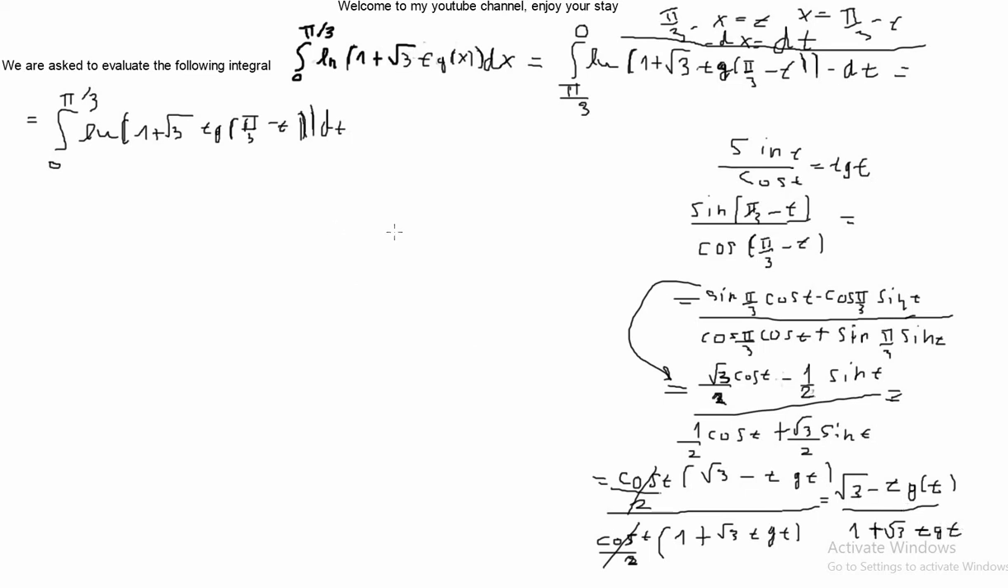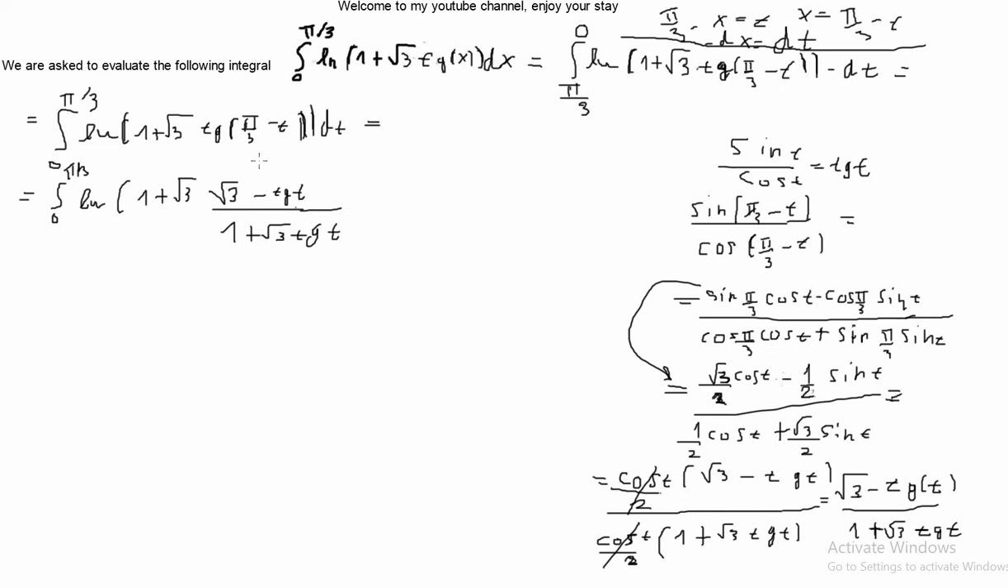Okay, so let's replace this with that. In the integral, we don't touch this. An integral from 0 to pi over 3 of ln of 1 plus square root of 3 times (square root of 3 minus tangent of t over 1 plus square root of 3 tangent of t). Okay, this is what we get.